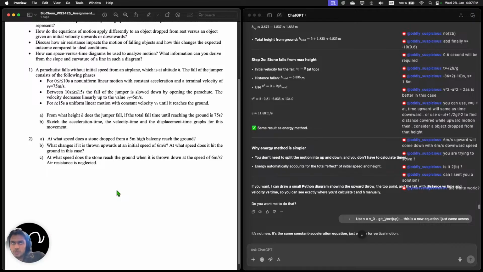Because I mean, if you think about it, it's going to go up. It's going to go past 5 meters. It's going to start from a position where it's more than 5 meters, and it's going to come down. I'm pretty confused. Wait.